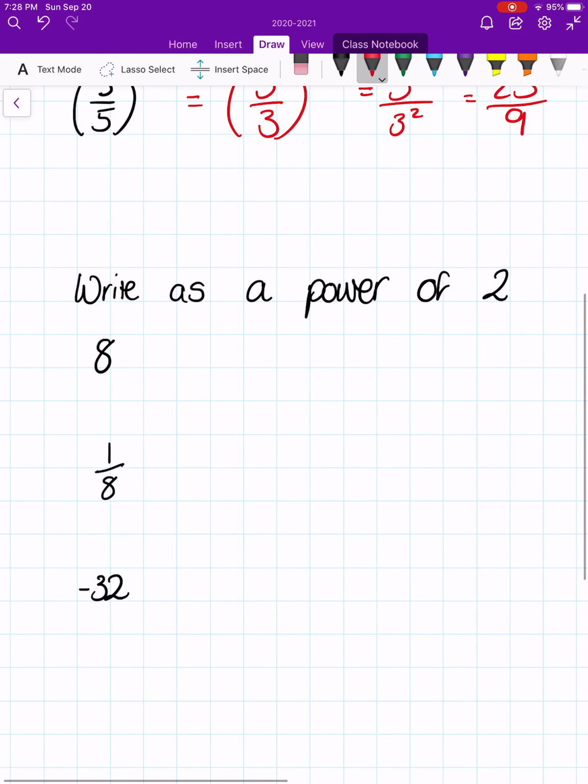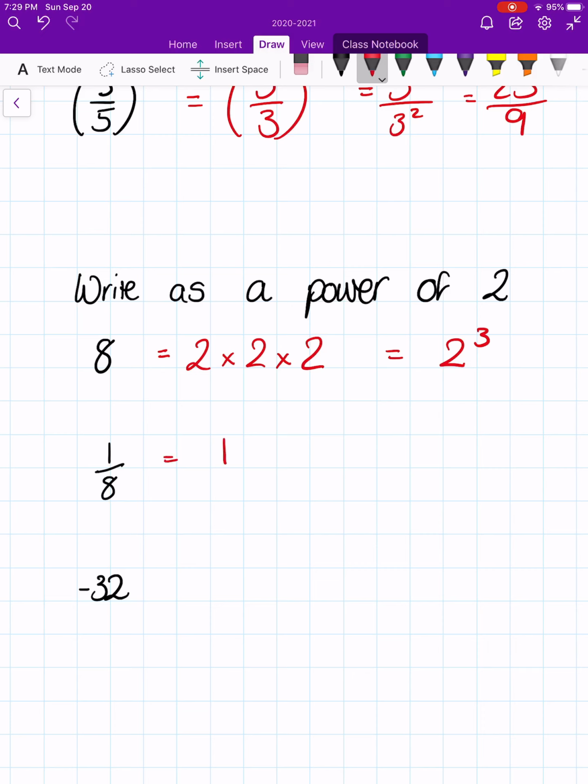Now lastly, we can kind of reverse that, so thinking about what a value might be written as a power of something. So here we want to write these values here as a power of 2. So 8 can be written as 2 times 2 times 2, which means that it can be written as 2 to the power 3. Now if we know that 8 is 2 to the power 3, then 1/8 is going to involve some negatives, okay?